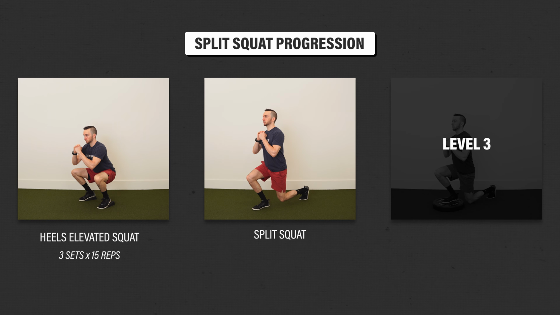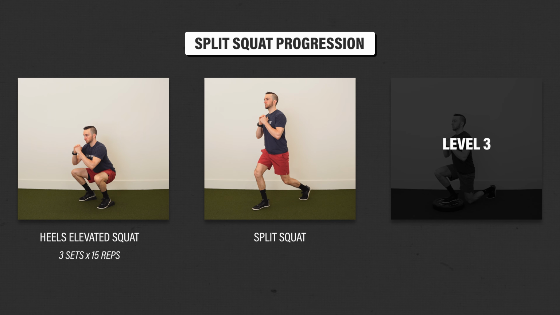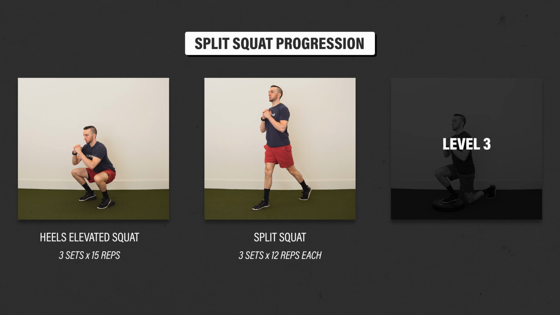Level 2, split squat. Start in a split stance and slowly lower your back knee toward the ground, keeping your torso upright. If this is too hard, you can shorten the range of motion or use your hands for assistance. Aim for 3 sets of 12 repetitions through your full range of motion on each leg.